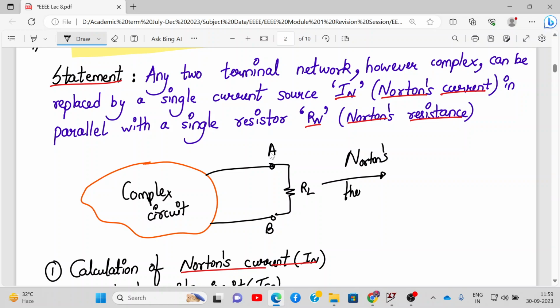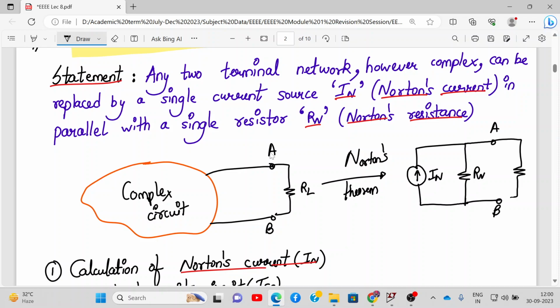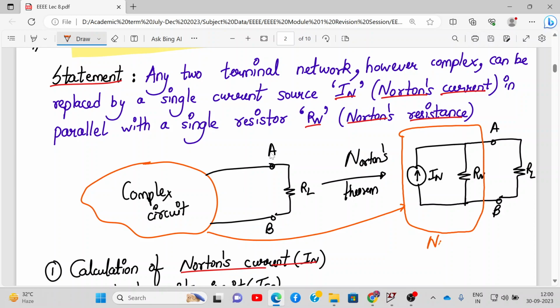this will get converted into a current source in parallel with a resistance Rn. This is called Norton's current and Norton's resistance. This is between points A and B, and between A and B we'll connect back RL. So this complex network got converted into a single current source in parallel with a resistance Rn. This is your Norton's equivalent circuit.